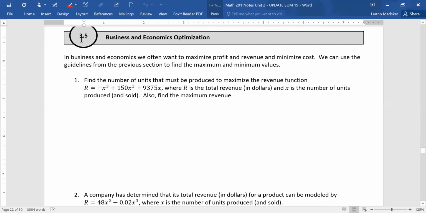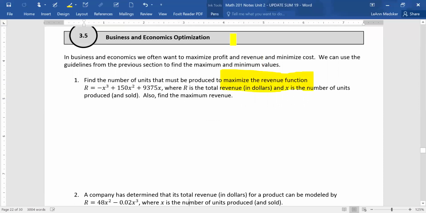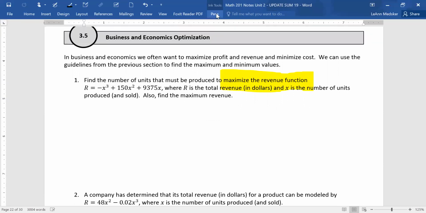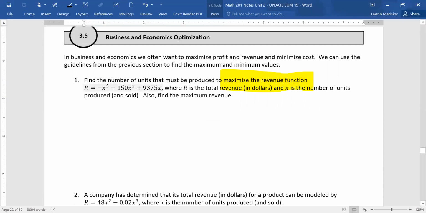This first one is already kind of set up for us. It says, find the number of units that must be produced to maximize the revenue function. That tells us what function we have to use. The revenue function is, immediately they give it to us, R equals negative x cubed plus 150x squared plus 9,375x, where R stands for the total revenue in dollars and x is the number of units produced and sold.